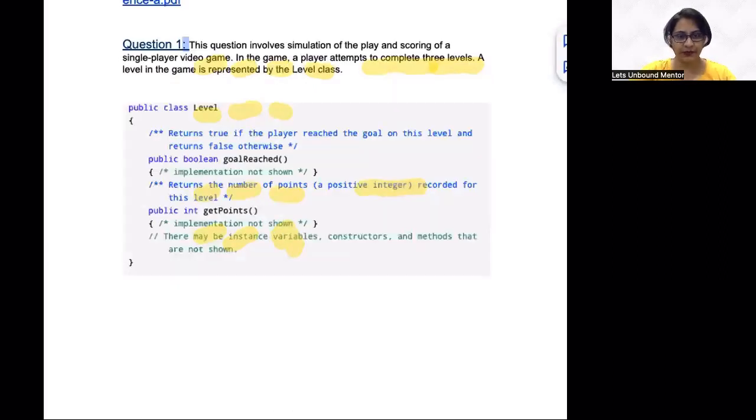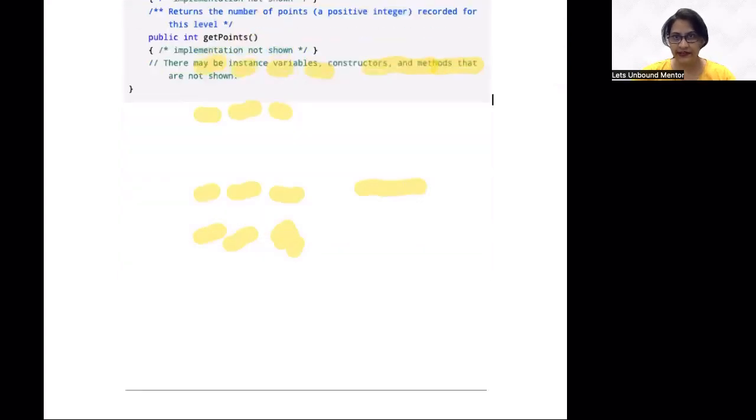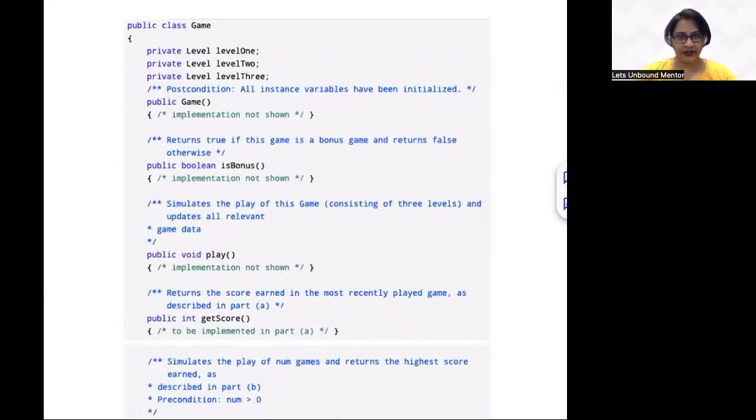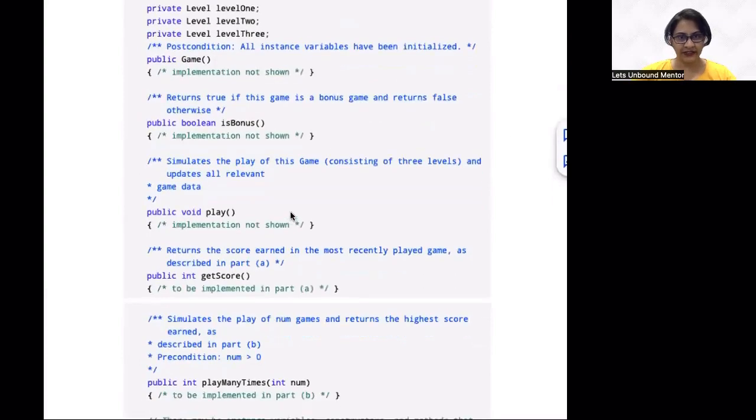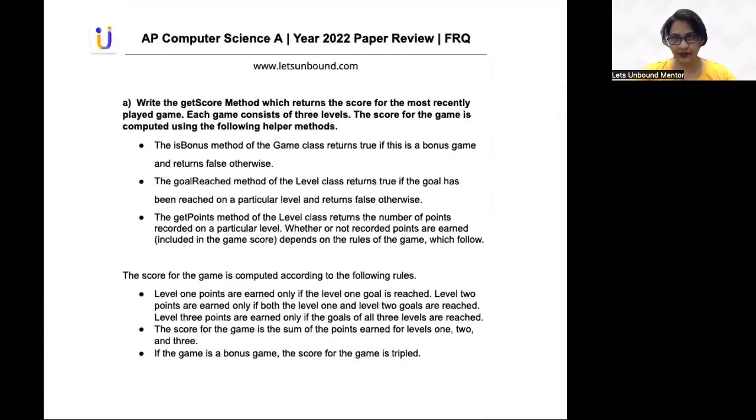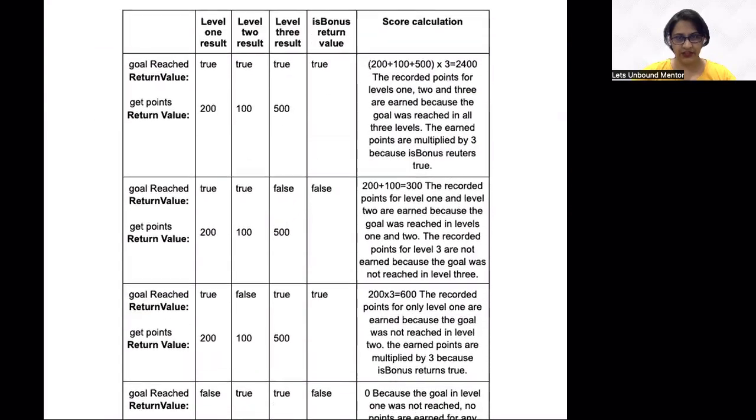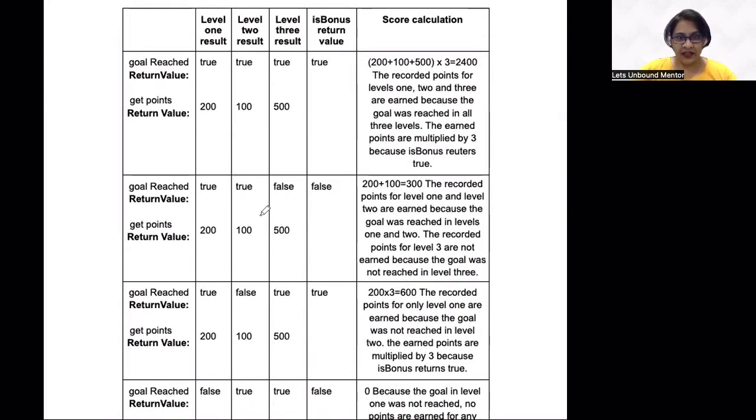Just give me a minute. Something went wrong. Okay, let me clear all the drawings. All right. So see, look at this. Where are the rules? Okay, there we go. See? So these 500 points are not added because the goal of level 3 is not reached. And same way, we haven't multiplied by 3 because the goal for the bonus game is not reached.